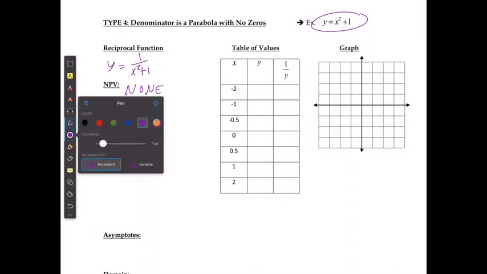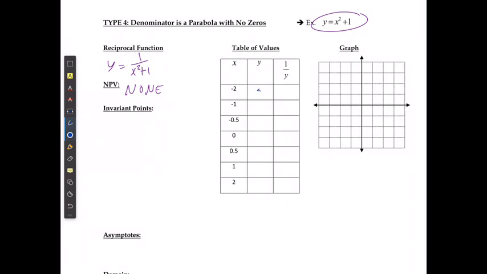Okay, I'm going to start to fill up my chart, and I get 5, 2, 5 over 4, 1, 5 over 4, 2, and 5, which means that in my reciprocal function, I'm going to get 1 over 5, 1 over 2, 4 over 5, 1, 4 over 5, 1 over 2, and 1 over 5.